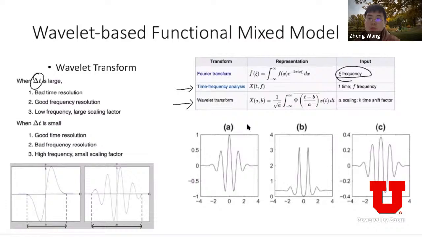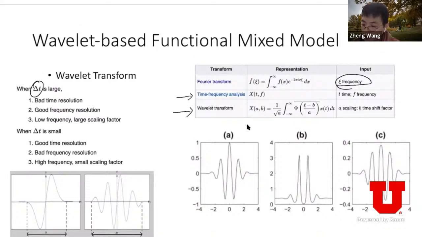Time frequency analysis is just to split the original signal along the time domain into different parts, and for each part, we do a Fourier transform and get the frequency information for that part. So we have both time location information and frequency information, but the result highly depends on how you partition the time domain. And wavelet transform provides a more natural way to do the time frequency analysis.